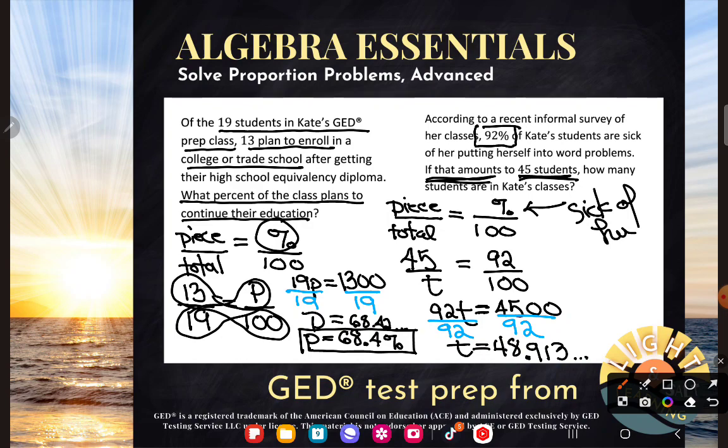Now, this one doesn't have any rounding directions, but rounding directions are actually implied. The rounding really matters here because it says how many students are in Kate's classes. Now, I might be a little self-absorbed. I might put myself into too many word problems, but I have never yet chopped a student into bits, okay? So I'd like you to round to the nearest student. So 48.9, we're looking at about 49 students.